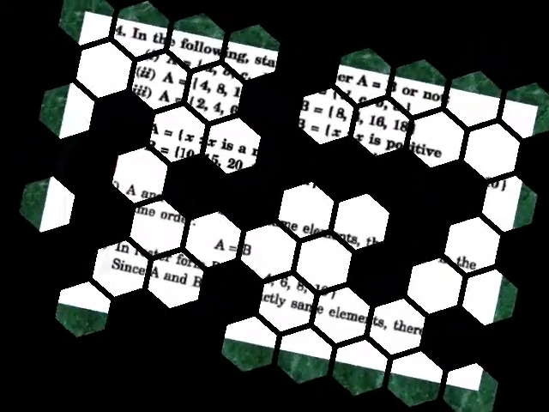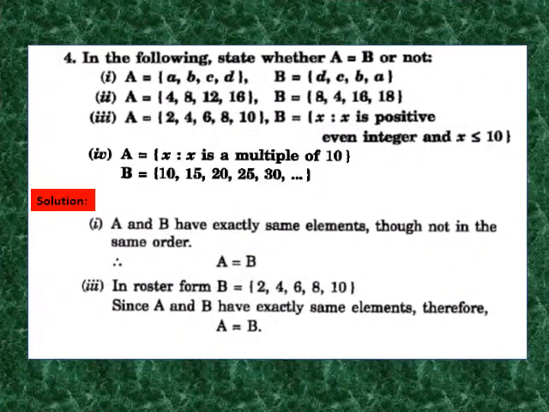Moving to question number 4. In the following, state whether A is equal to B. Now equal sets are if two sets have the same elements.